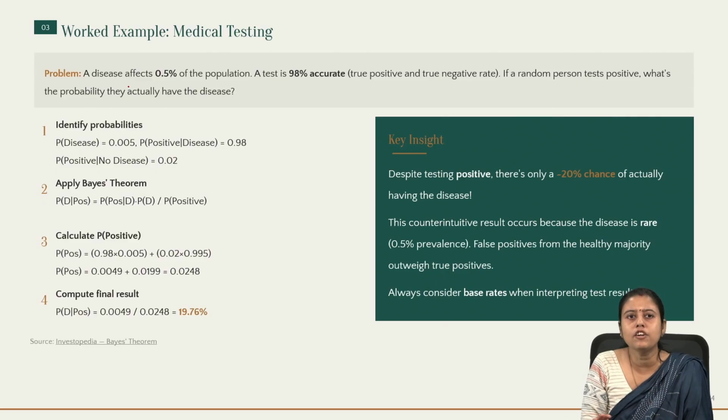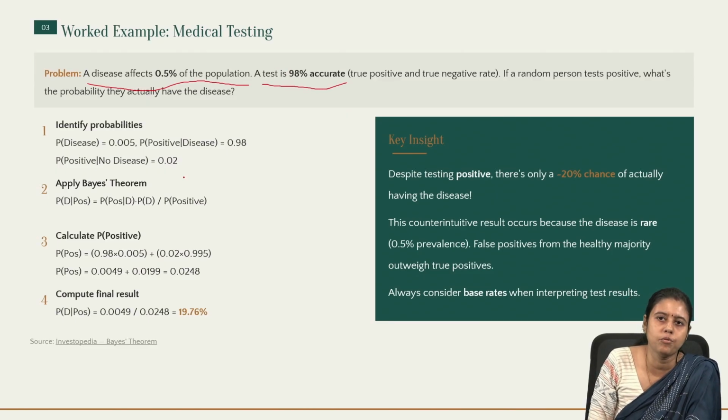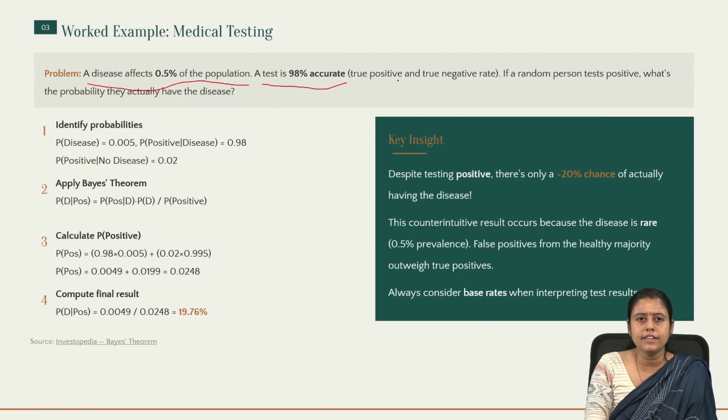So I am giving a full example. Say a disease affects 0.5% of the population. A test is 98% accurate. It may be a true positive or a true negative, but the result is 98% accurate. Now, if a random person tests positive, what is the probability they actually have the disease?